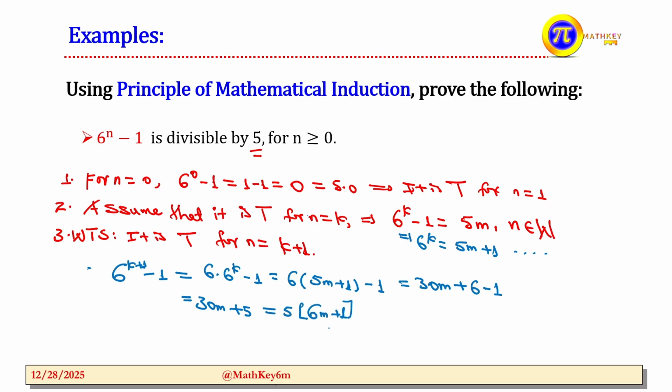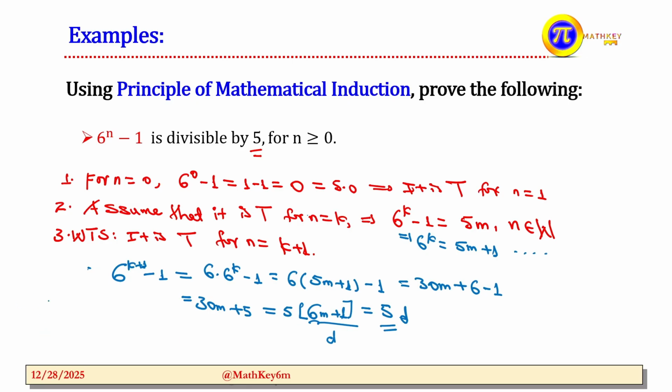If you want, you can say this 6m plus 1 is some value, m or k, whatever. We can say this is d, which equals 5 times d. So 6 to the power of k plus 1 minus 1 equals 5 times d. Still it is what? A multiple of 5. So it is divisible by 5, where d is still an element of the whole numbers.